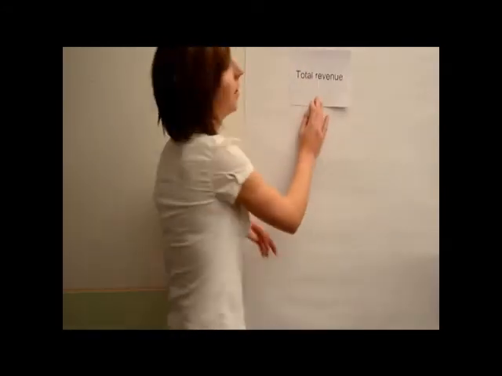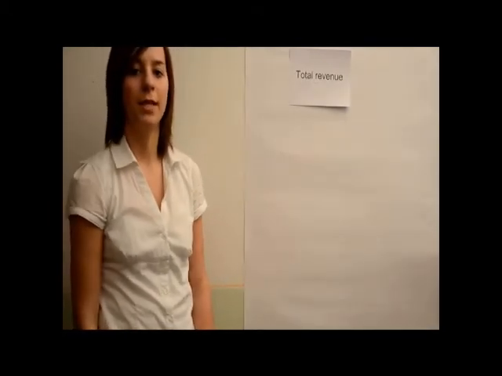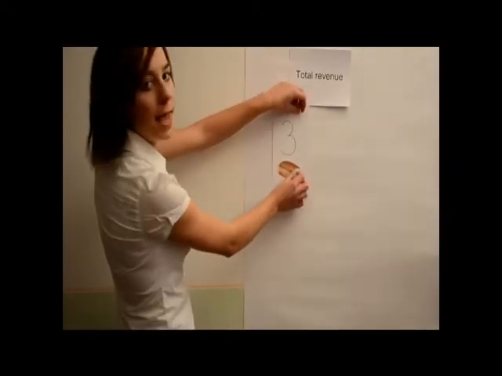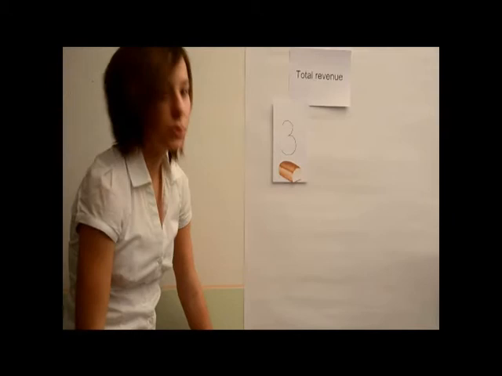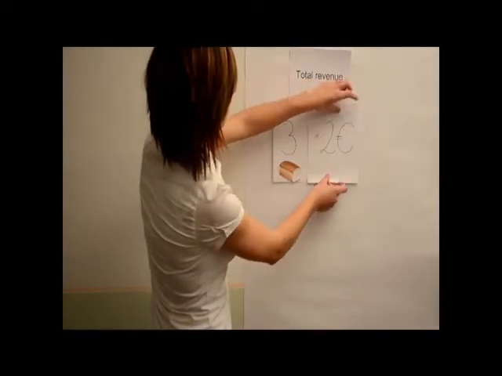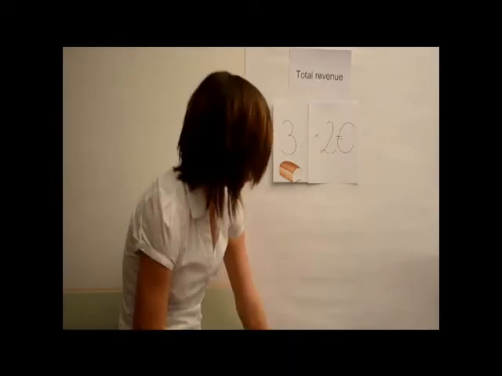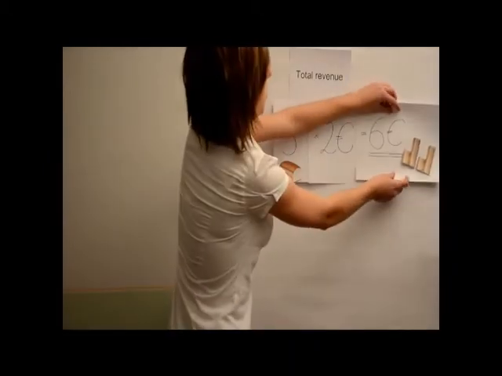The total revenue. The total revenue is the amount of money a business earns from selling its product. So in the example of our bakery, we sell 3 cakes at the price of 2 euros. And so the total revenue of the bakery is 6 euros.